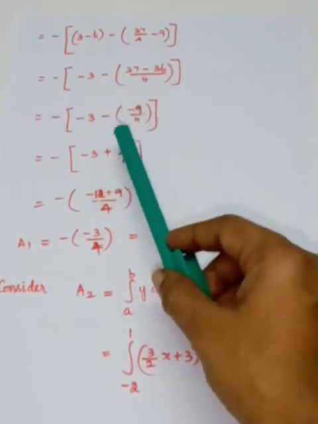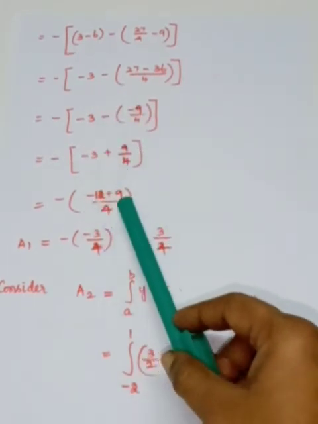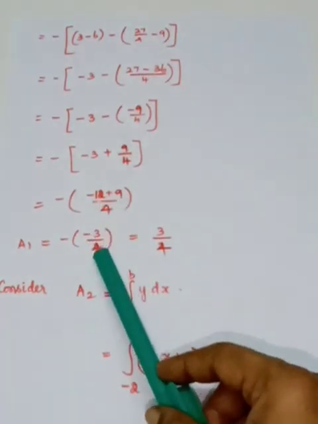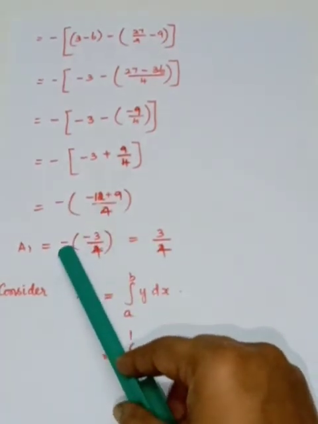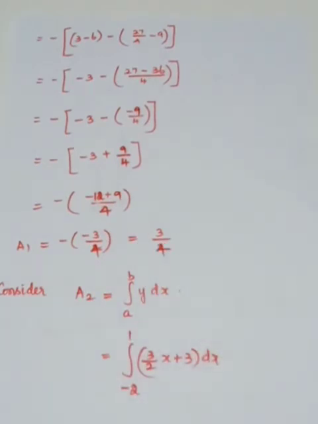So minus into minus, plus 9 by 4. If you take LCM, it is minus 12 plus 9. What is it? Minus 3 by 4. In the front, you have minus. So minus into minus 3 by 4. So we have found A1. The area is 3 by 4 square units.